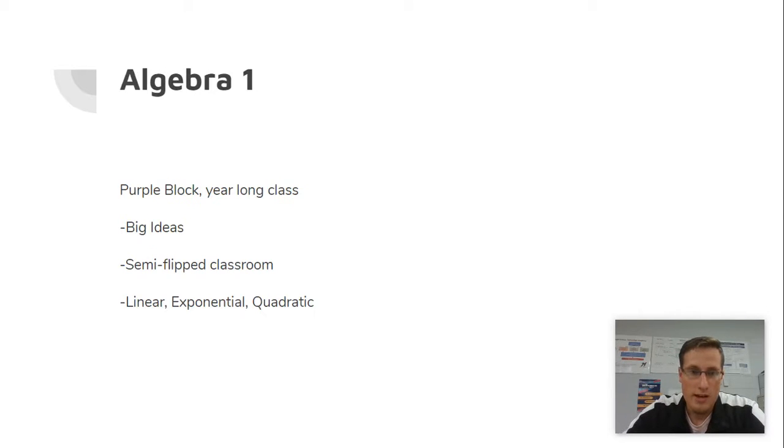All right, moving on. Algebra 1. That's going to be my purple block, and that's a year-long class. The book we use is Big Ideas. And the Big Ideas is aligned to Common Core. The way I'm going to approach the class this year, again, kind of with that idea in mind that we might have to do digital, is a semi-flipped classroom.